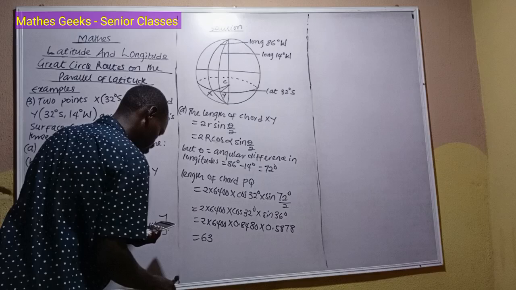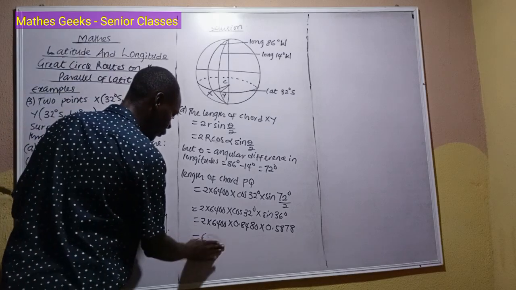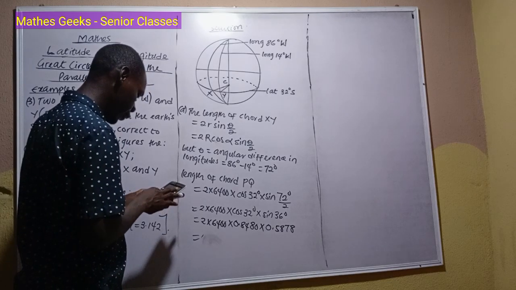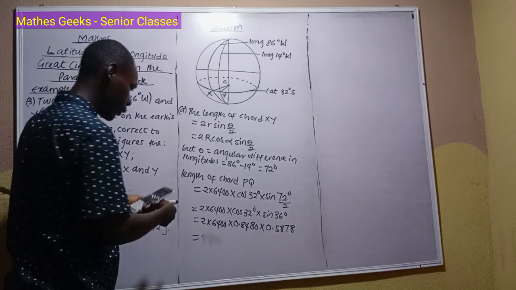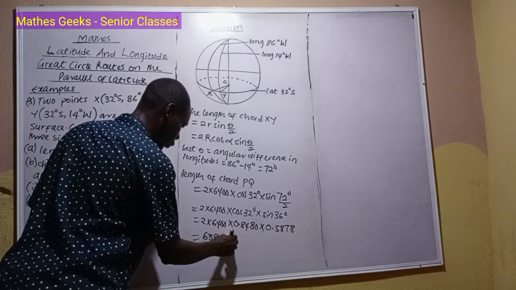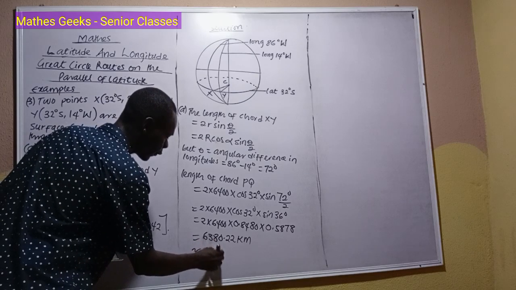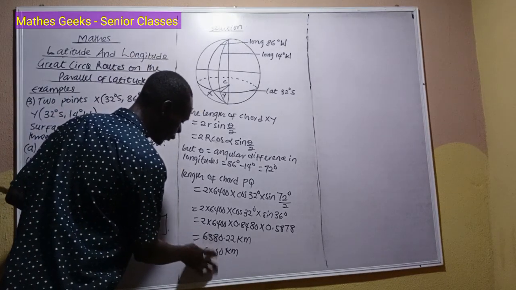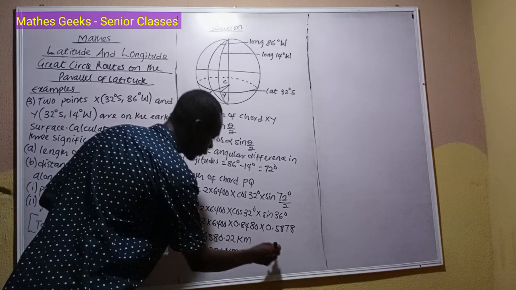Made a mistake. 2 times 6,400 times 0.8480 times 0.5878 is 6380.2 kilometers, approximately 6,380 kilometers to 3 significant figures.